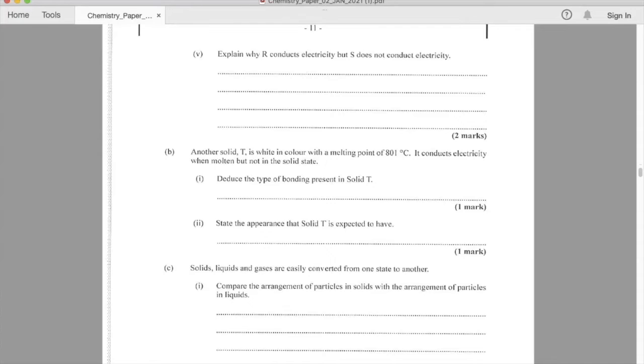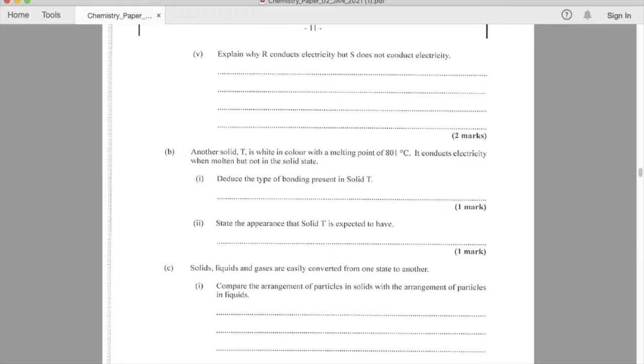Now, R is graphite, so we have to go back to the structure. What happens in the structure? In graphite, each carbon atom is bonded to 3 others, and we know that carbon is tetravalent. So carbon has 4 electrons that can take part in bonding, but each carbon atom in graphite is bonded to 3 others. So it means that there is an extra electron that can now carry a current. So we'd have an extra electron for each carbon atom that would add to what we call the delocalized electrons, and they would now carry a current if a voltage were to be applied.